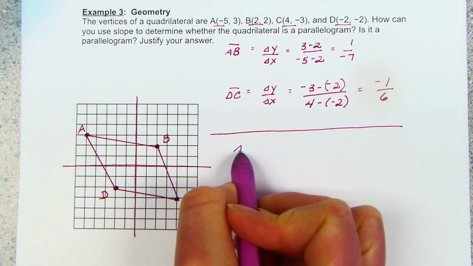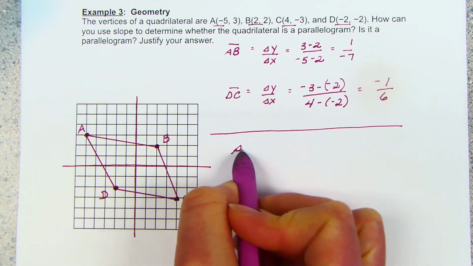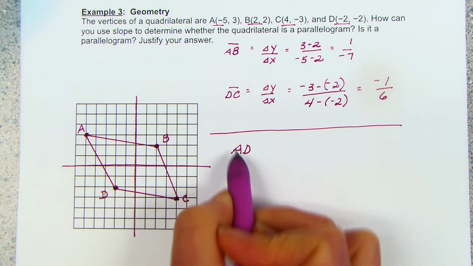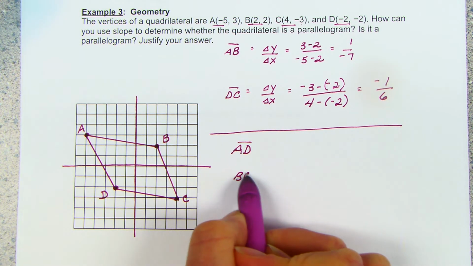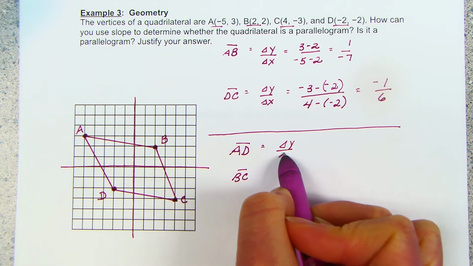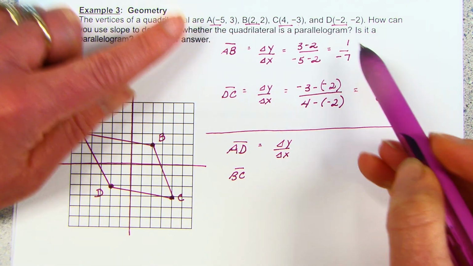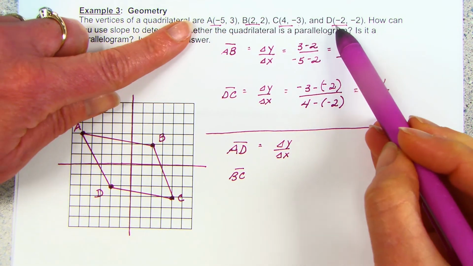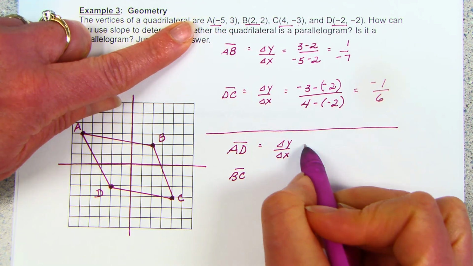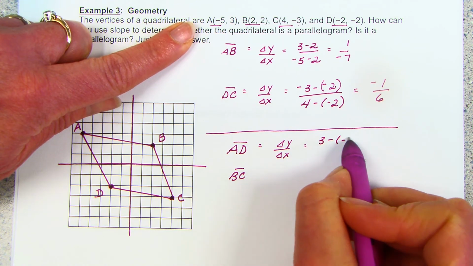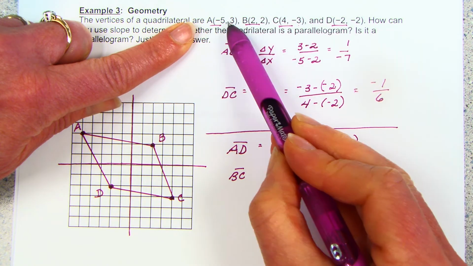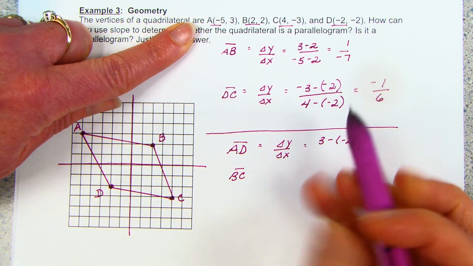All right, so we'll do AD now. AD, and we need to compare AD and BC. Okay, change in y over change in x for A and D. Can you see it? Okay, so AD. Change in y is 3 minus negative 2. And D. 3 minus negative 2 and negative 5 minus negative 2.